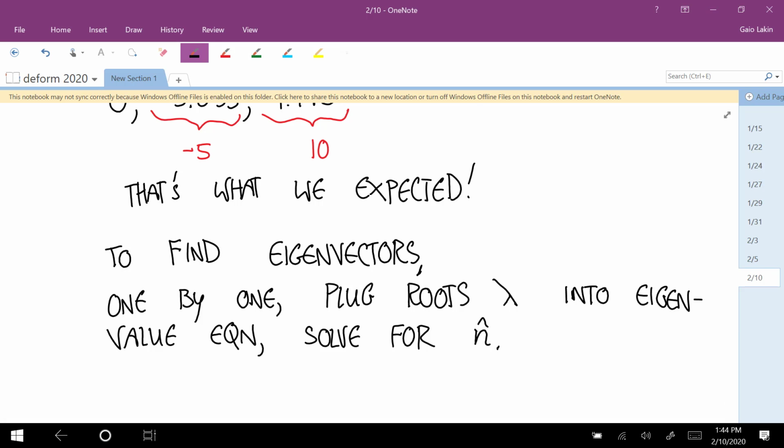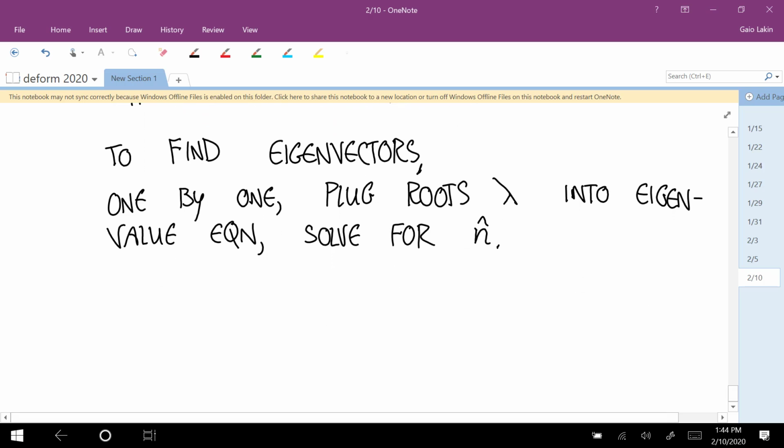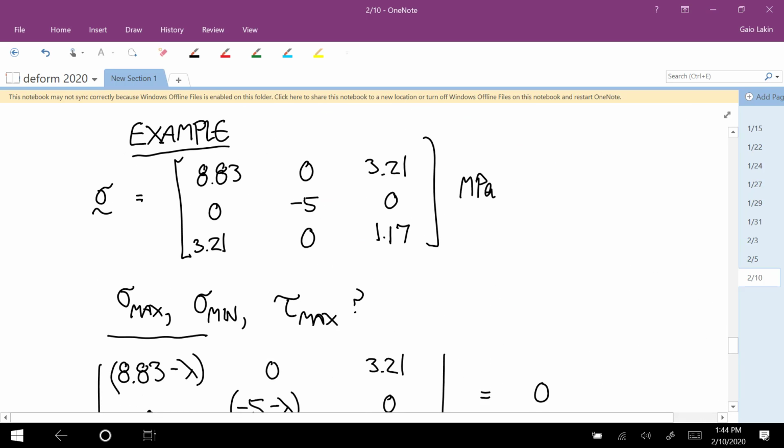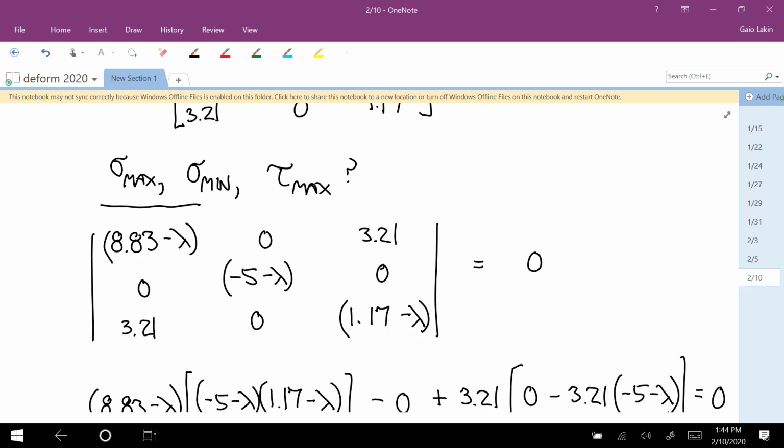So first, let's do it for lambda equals 0. We're going to plug that into our eigenvalue equation. If we go back to the original problem, we plug the 0 in for lambda, and we're going to have this matrix times that unit vector equal to the 0 vector. And we're going to solve for those n's.